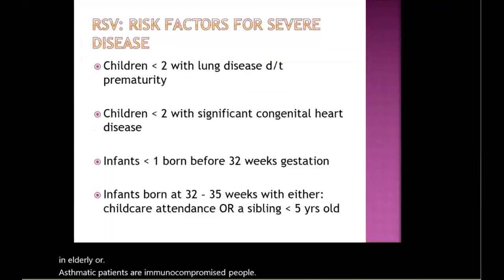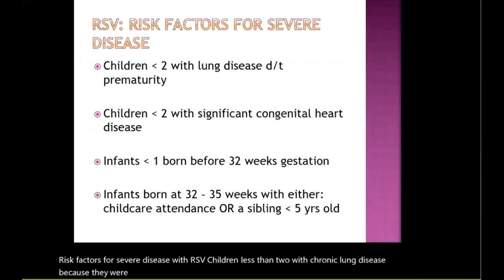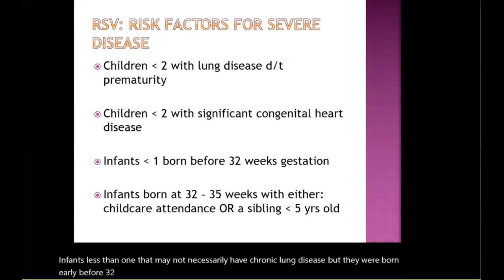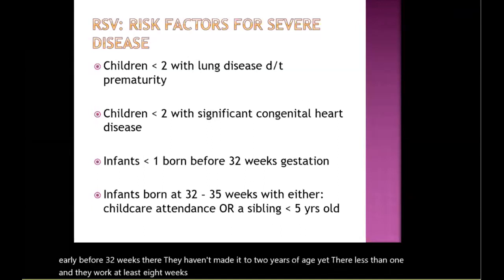Risk factors for severe disease with RSV: children less than 2 with chronic lung disease because they were premature, children less than 2 that have congenital heart disease, infants less than 1 that may not necessarily have chronic lung disease, but they were born early, before 32 weeks. They haven't made it to 2 years of age yet. They're less than 1, and they were at least 8 weeks early or more.